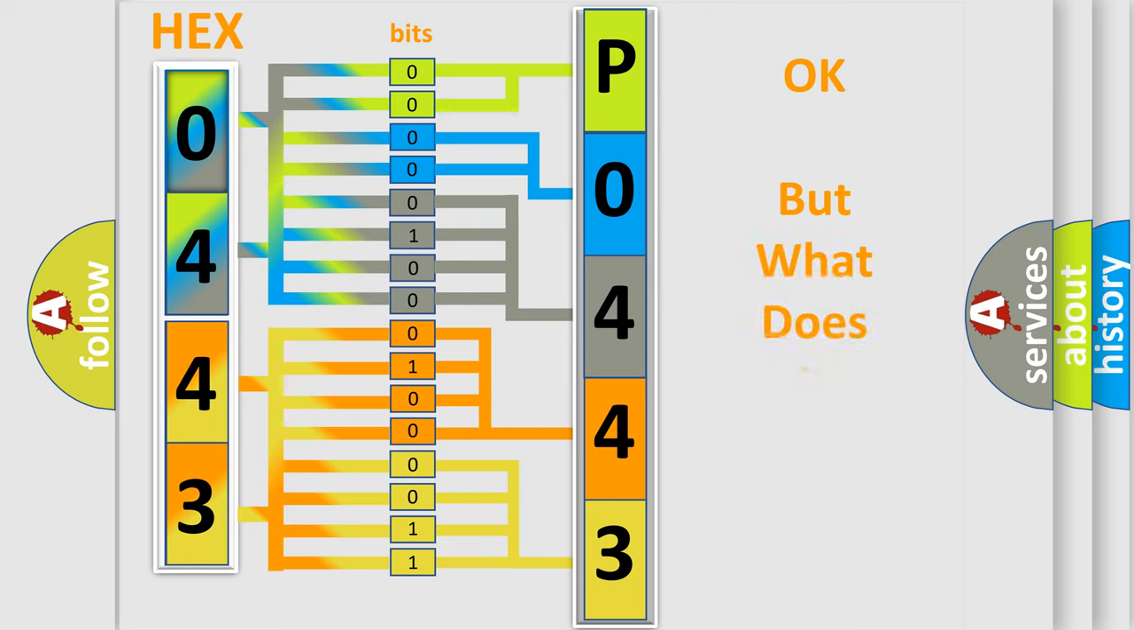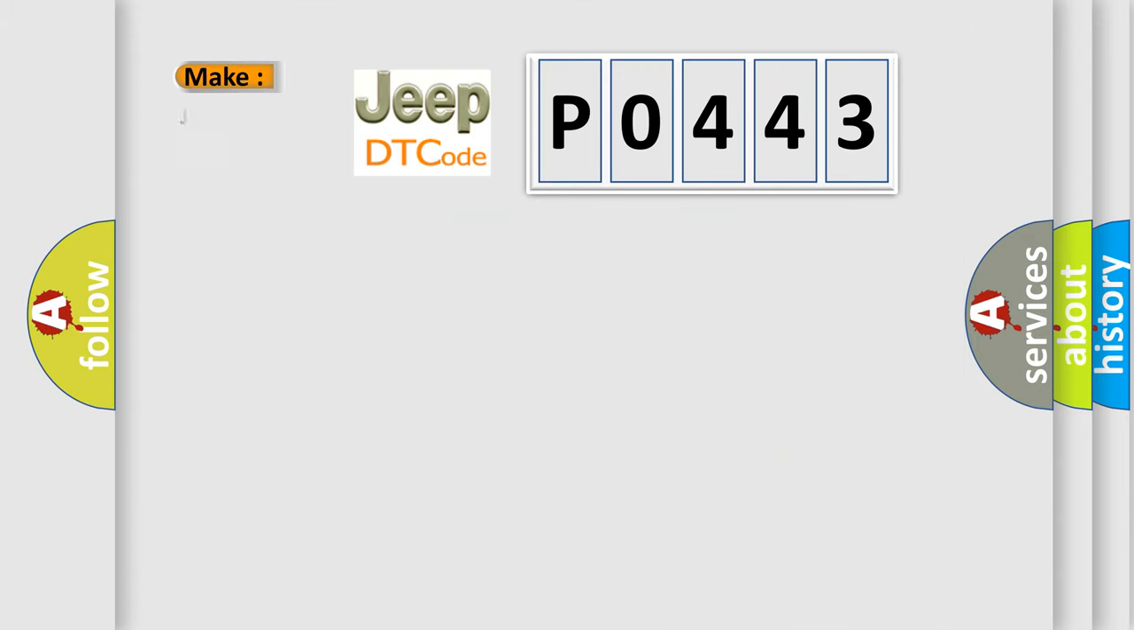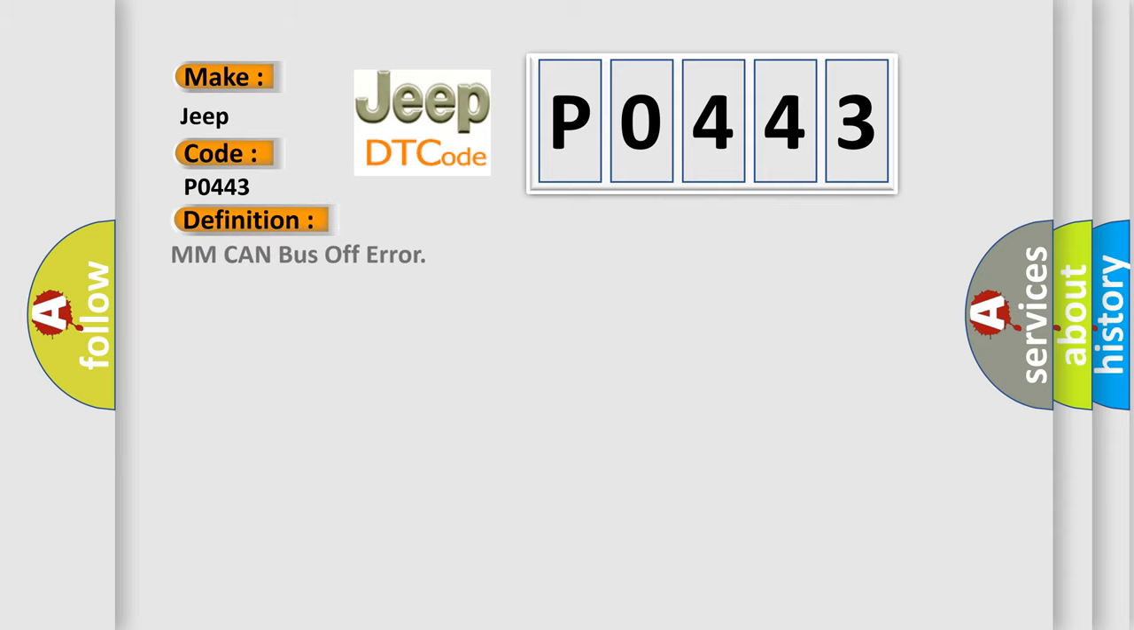The number itself does not make sense to us if we cannot assign information to what it actually expresses. So, what does the diagnostic trouble code P0443 interpret specifically for Jeep car manufacturers? The basic definition is MMCAN bus off error. And now this is a short description of this DTC code.